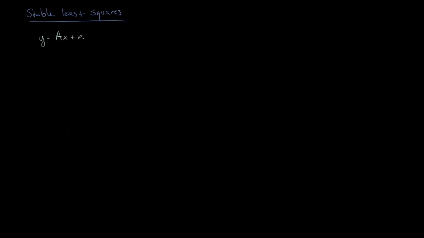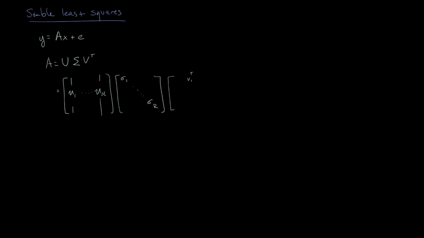plus e, where A is an m by n matrix and e represents some kind of perturbation. The matrix A, we're going to assume, has an SVD given by U sigma V transpose. And just to recall the structure of this SVD, we're assuming that U has r columns in R^m, Sigma is an r by r diagonal matrix, and V transpose is an r by n matrix with rows given by v_1 transpose up to v_r transpose.